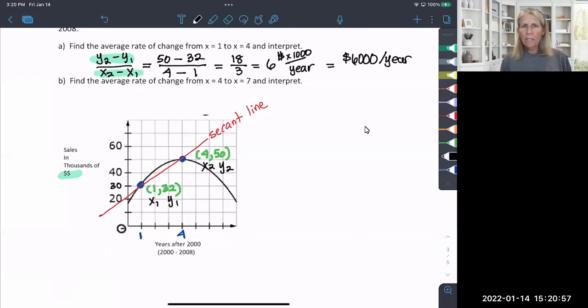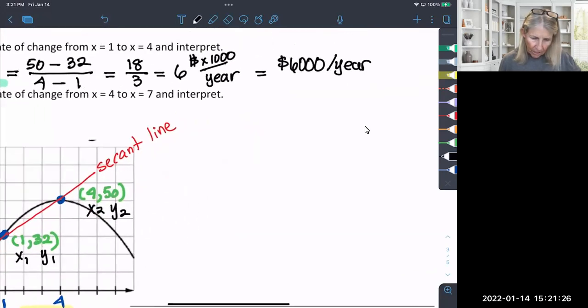And what is that telling me? Well, it's telling me from the year 2001, because remember, this x-axis represents years after 2000, to 2004, on average, the sales were increasing 6,000 a year. I have to say on average, because this is an average rate of change. So let me write down my interpretation here.